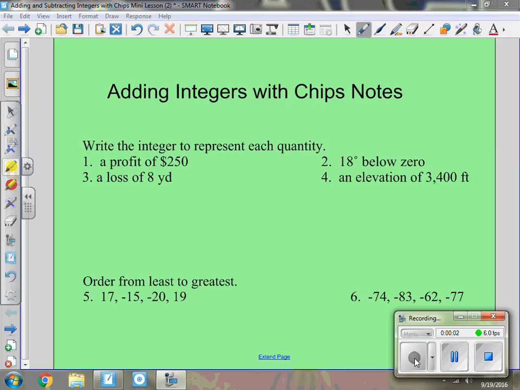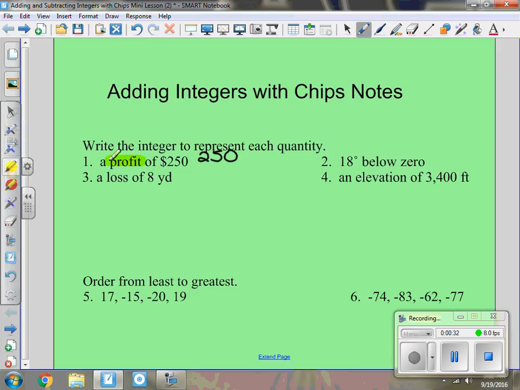Alright, so today we're going to be going over how to show adding and subtracting integers with chips, which goes along with your notes. The very first thing that we're going to do is just a quick review on some of our integers. It says to write the integer to represent each quantity. Number one says a profit of $250. It's good to make a profit. You are adding money to your bank account, so that's going to be a positive 250.